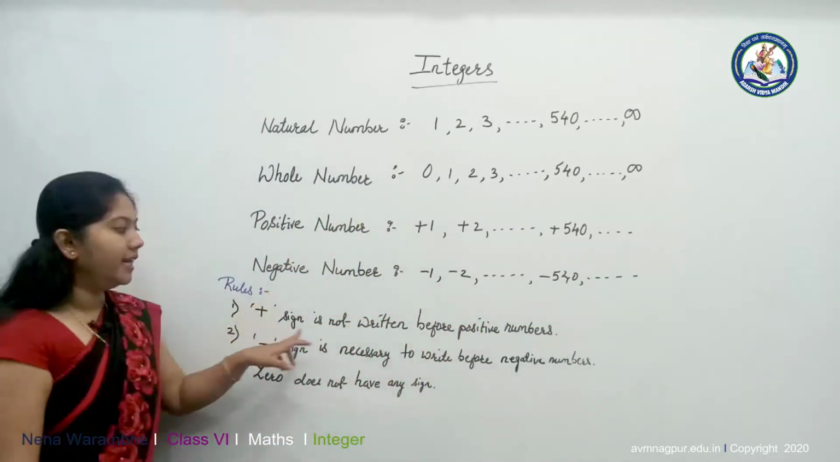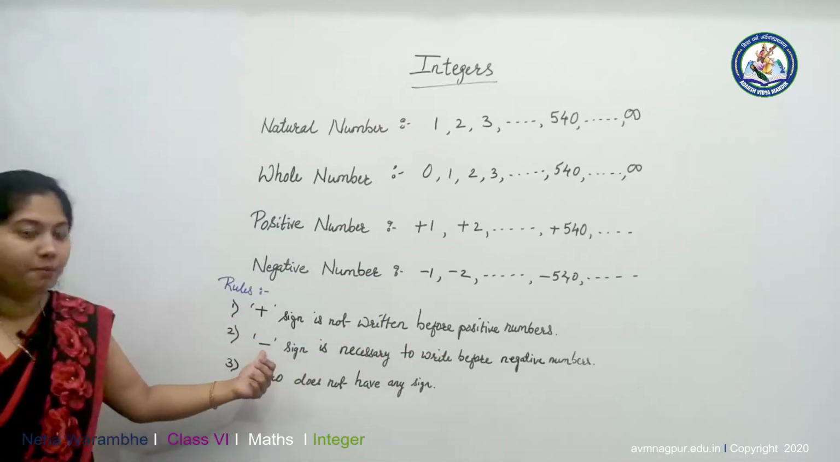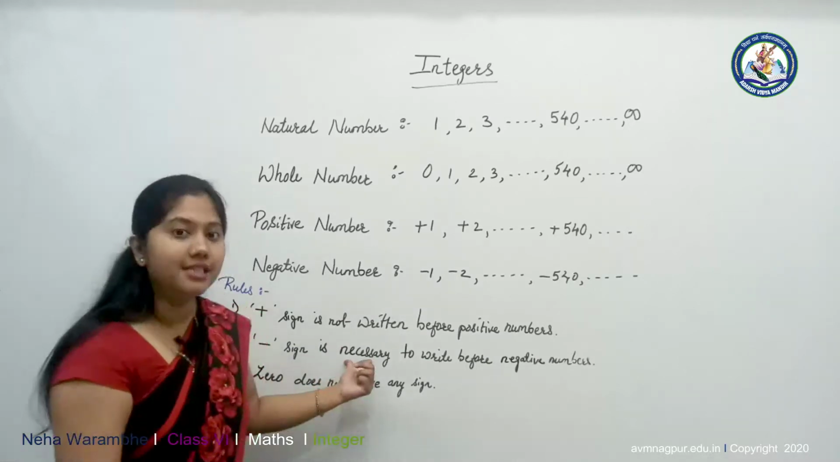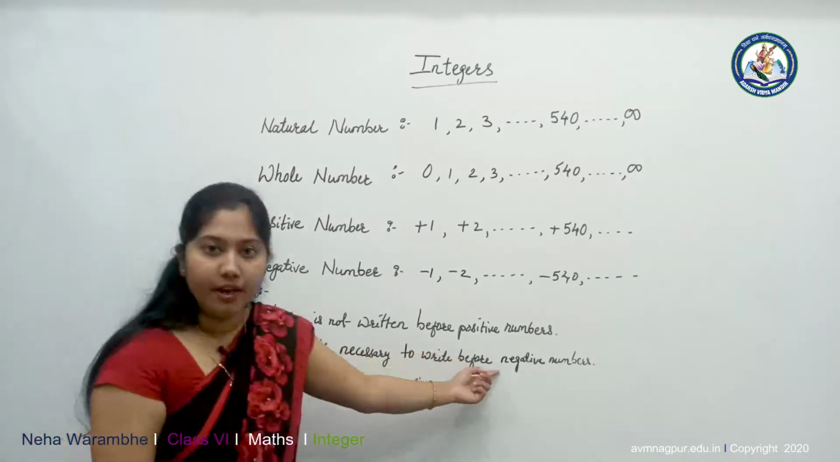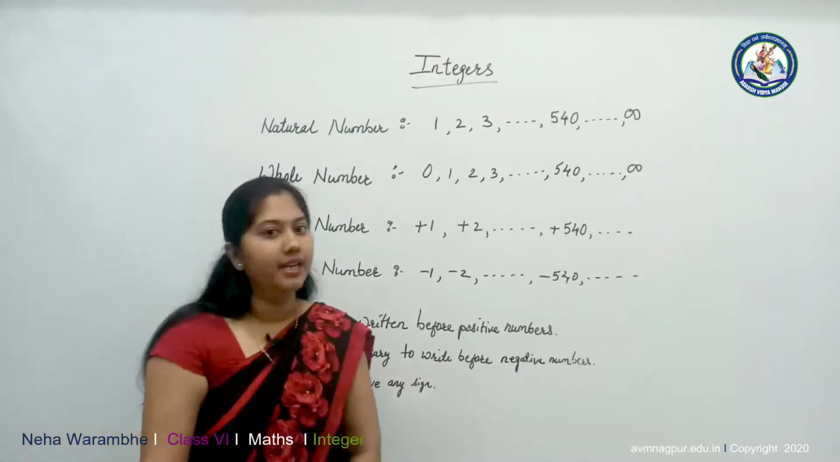Negative numbers are those numbers that are below 0, meaning minus 1, minus 2, minus 3 till infinity. Generally, the plus sign is not written before positive numbers. Second, the minus sign is necessary to write before negative numbers. And third, 0 does not have any sign.